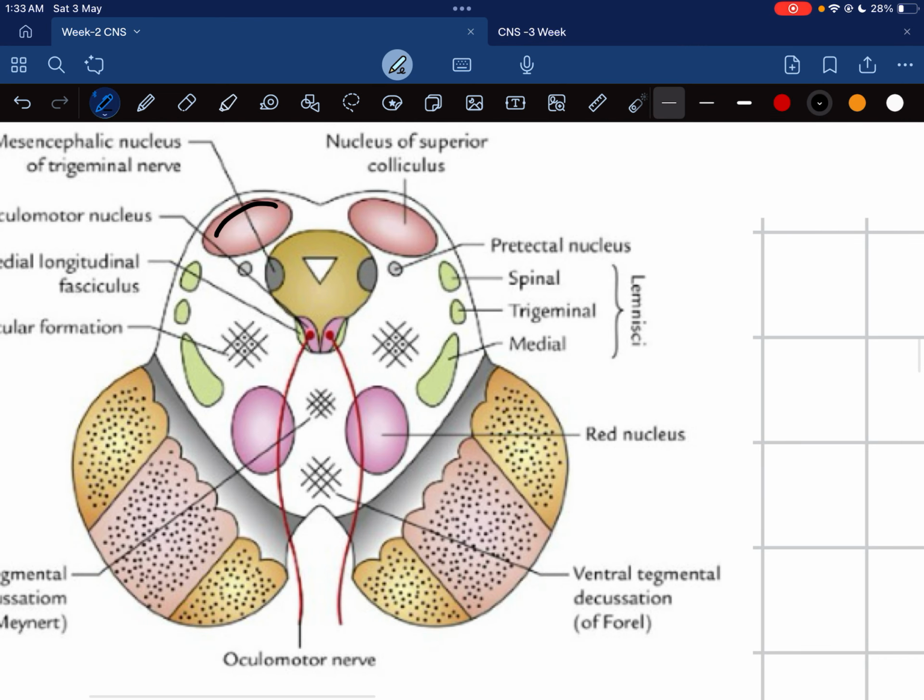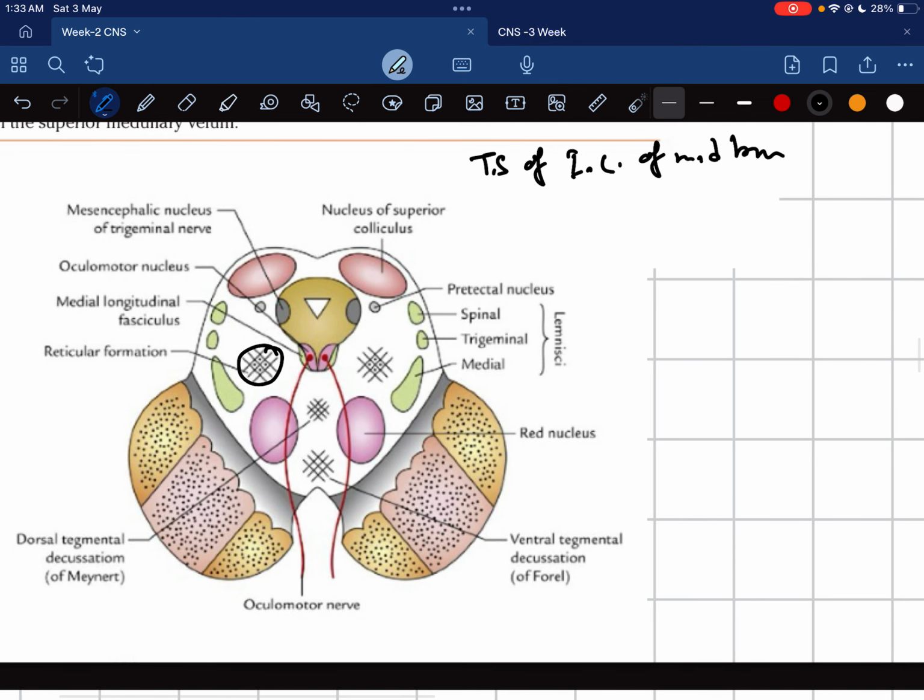Moving on, this is the nucleus we have already discussed, and these are the reticular formation. This nucleus is the red nucleus at the level of inferior colliculi, and this is the lemniscus. There is a lemniscus system like spinal lemniscus, trigeminal. This is the medial lemniscus, and there is also the lateral lemniscus.